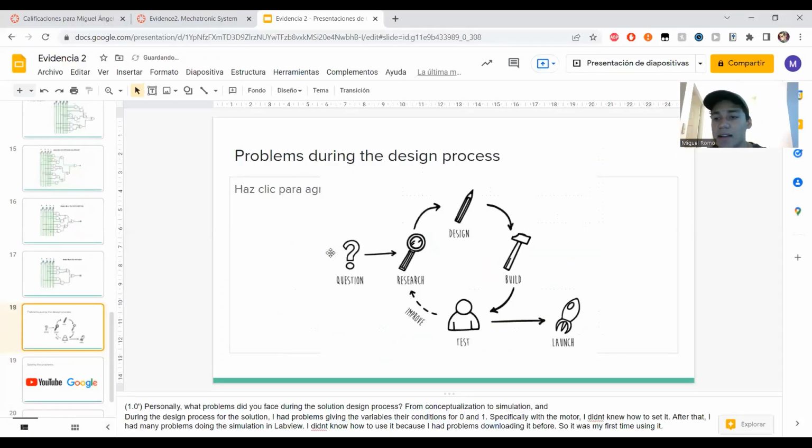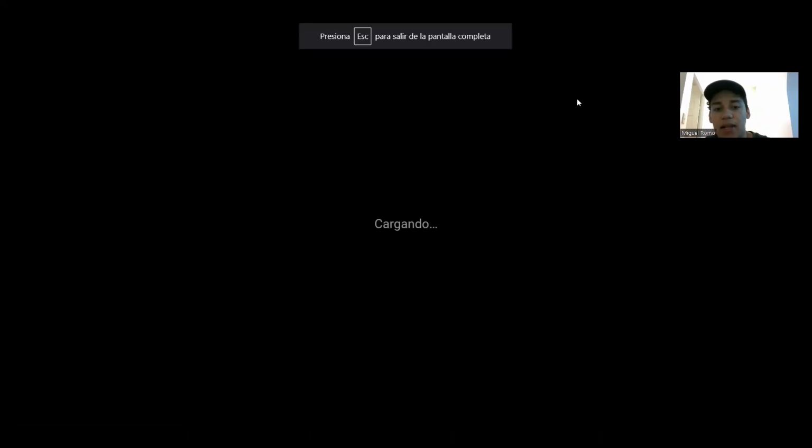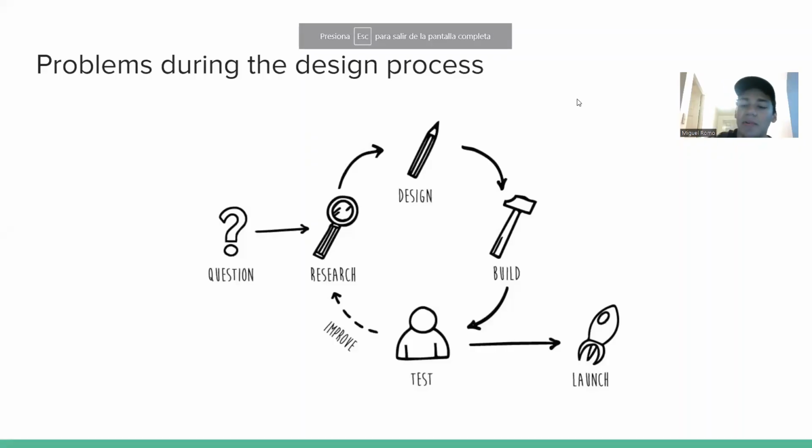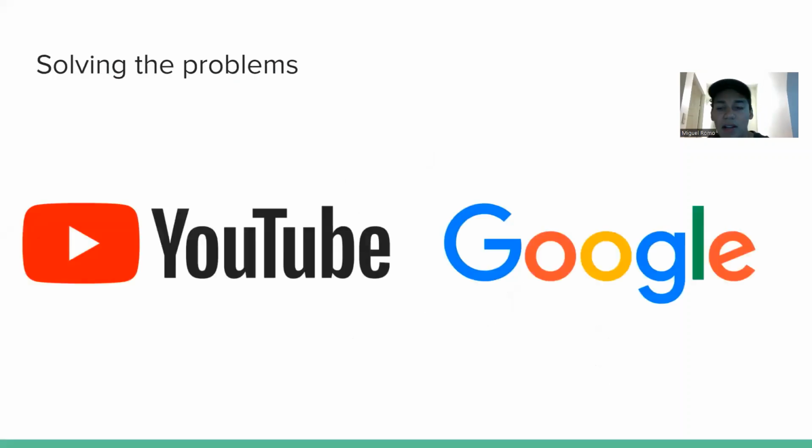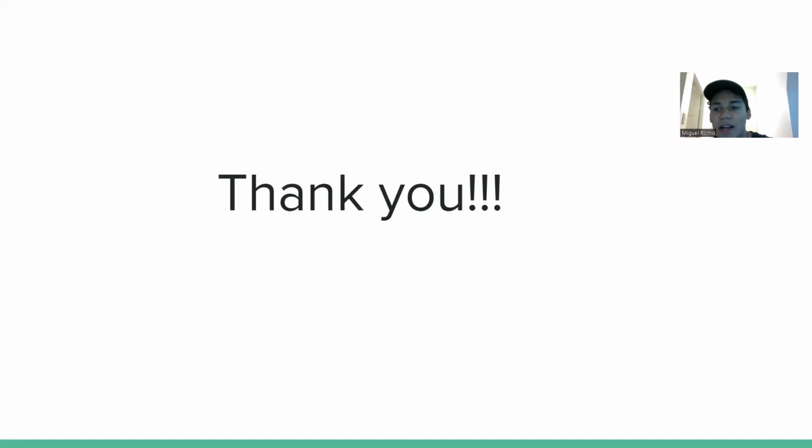Now that we got a solution, I will talk about the problems that I had during the design process. First of all, I had problems thinking of how to put the values of each variable, especially the motor. I didn't really know how to do it. And I had problems with LabVIEW because I didn't practice enough, and because I had problems downloading it, but I could do all of this work. To solve the problems, I used YouTube and Google, and with this I could solve them, and I also asked the professor. And that's all for my evidence. Thank you.